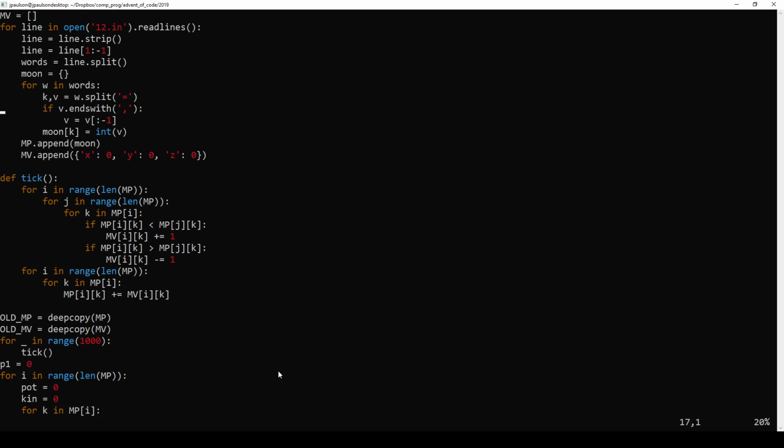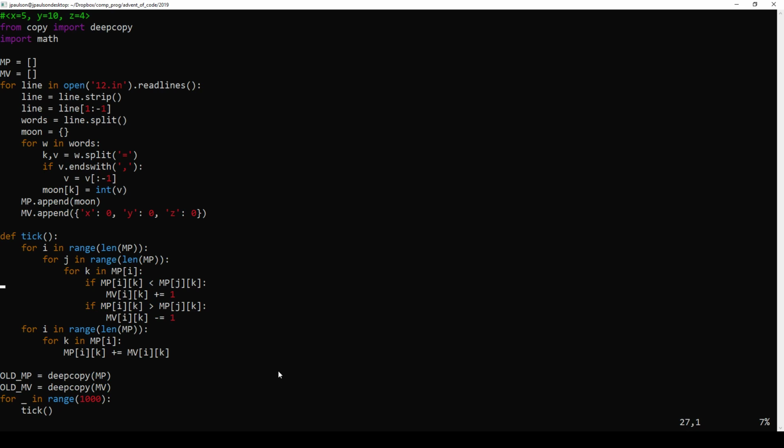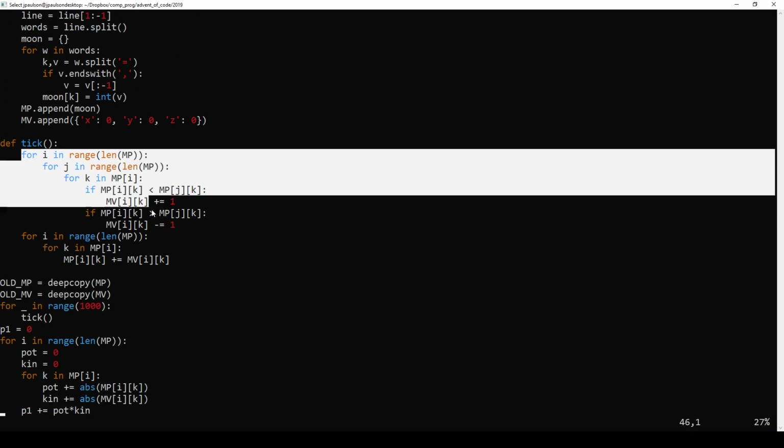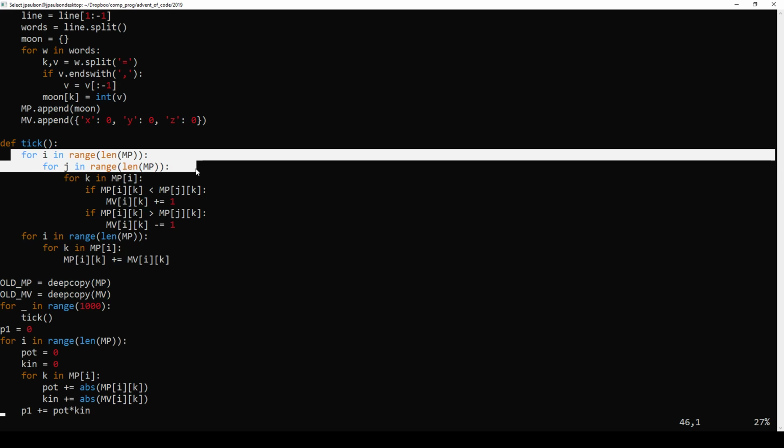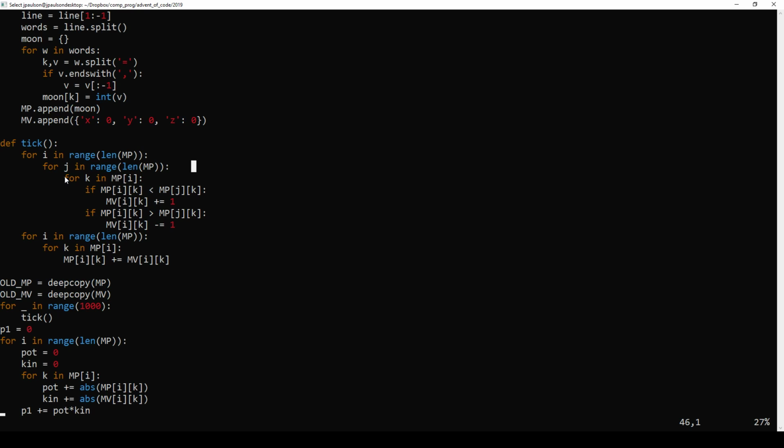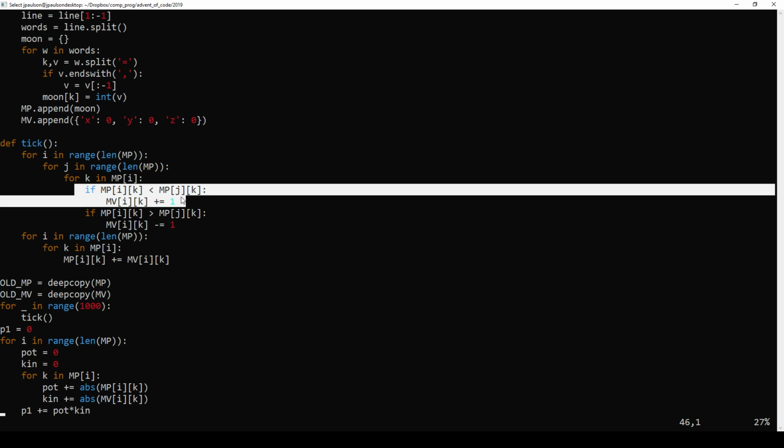So what's going on? So we read in the input. Now here's how we simulate a tick of time. For each pair of moons, and then for each coordinate, we want to change the velocities so that they get closer to each other. If we are less than the other guy on this coordinate, our velocity increases by 1 on this coordinate. And if we are more than this guy, then our velocity decreases by 1. And if they're equal, then nothing happens.